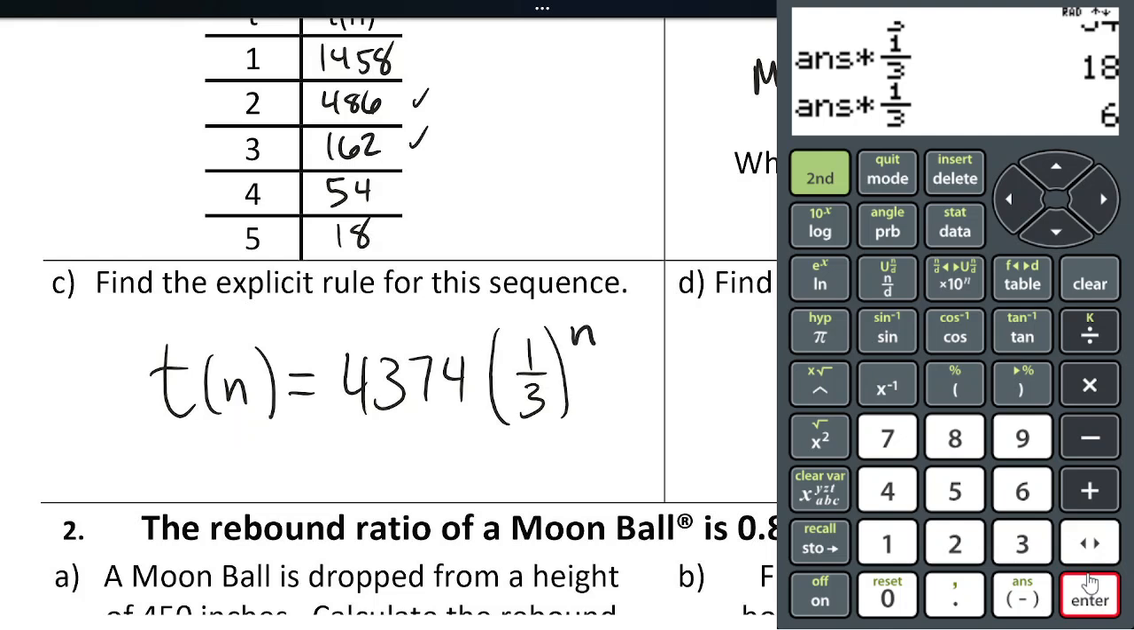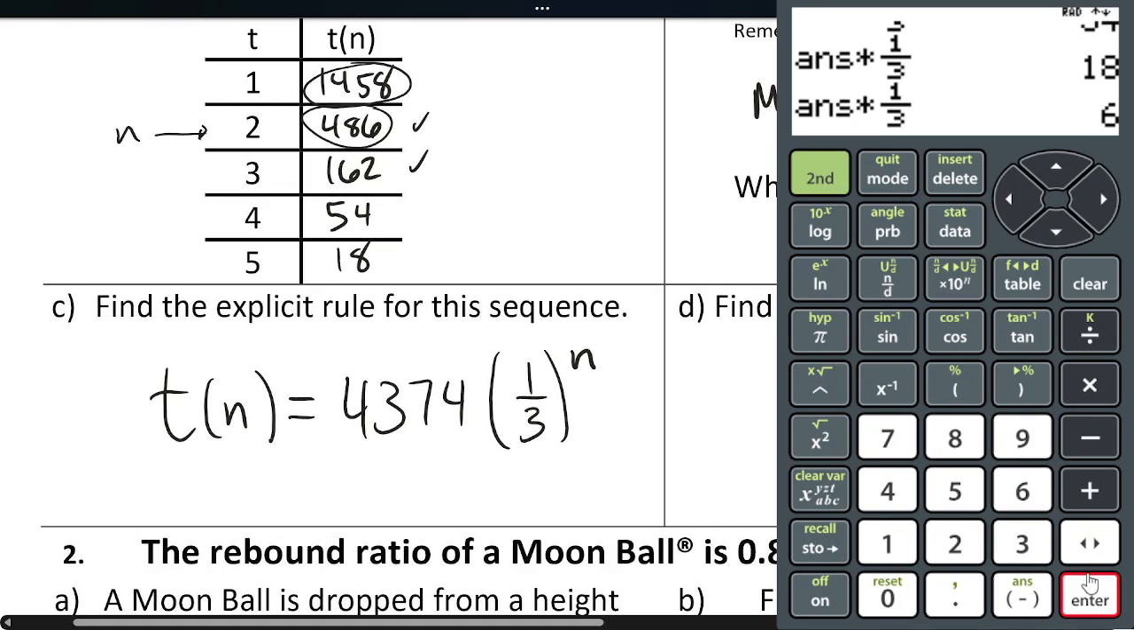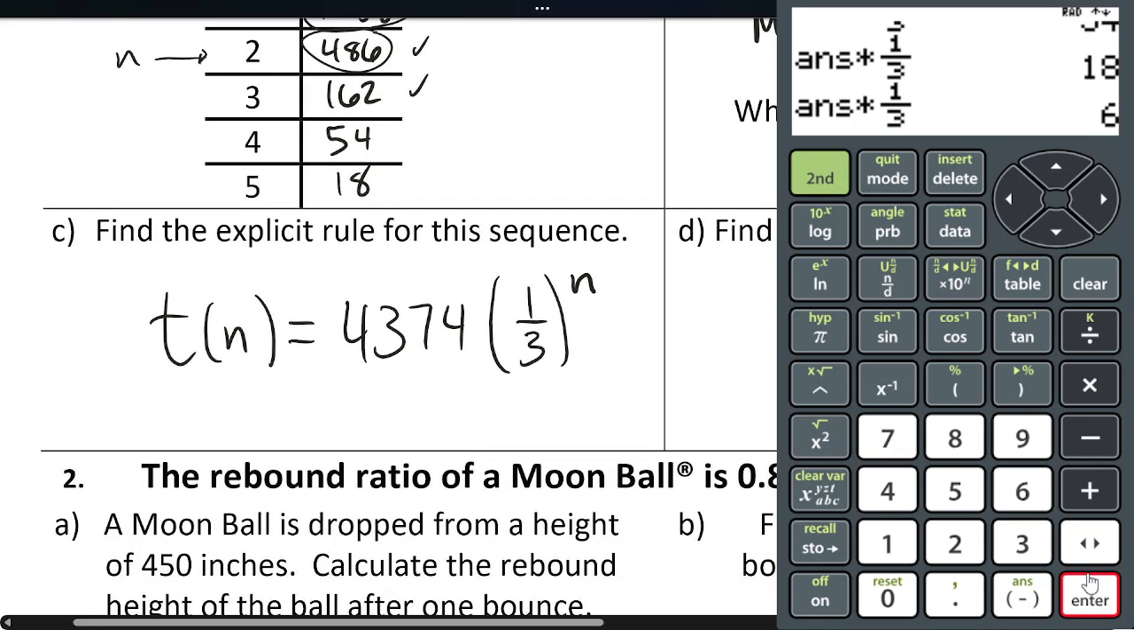How many 1/3? Well, it depends on what n is, right? If n is the number 1, I would be multiplying by a single 1/3, and I would get this first number in the sequence. If n was 2, I'd be starting with the zero term, and I'd be multiplying by 1/3 twice, and I get the second term. So this term number, these are the n's, and when I plug that in, it gives me the value of the sequence at that point, t of n.